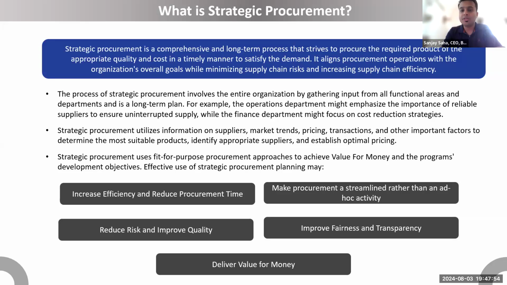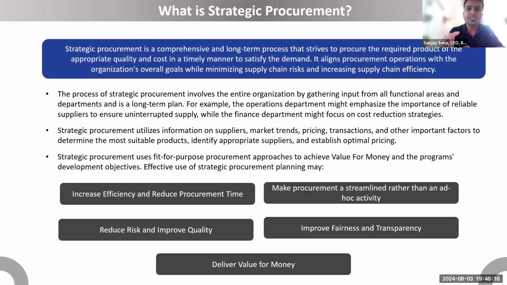It aligns procurement operations within the organization's overall goals while minimizing supply chain risks. That is another indicator, and increasing supply chain efficiency. And that's the final indicator. So we have these 4 or 5 indicators or objectives that are addressed through a strategic procurement process.